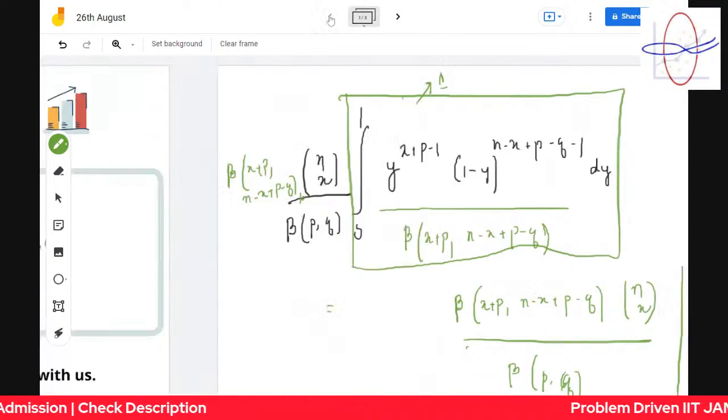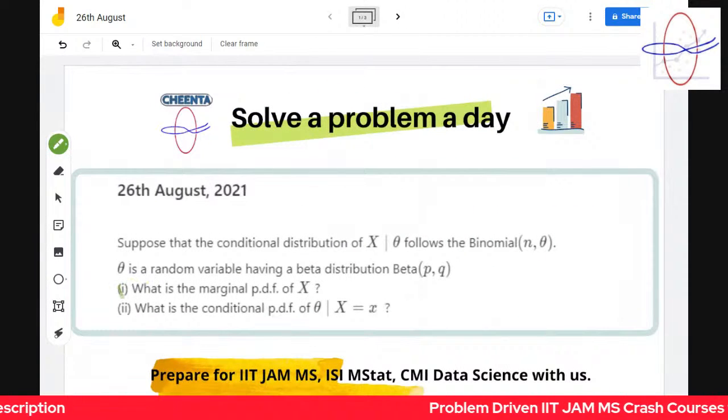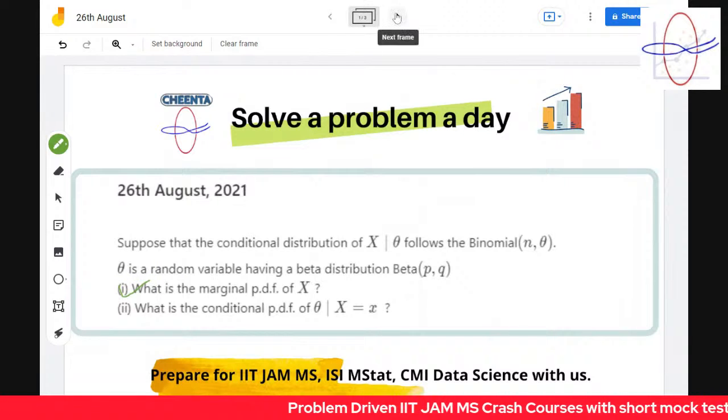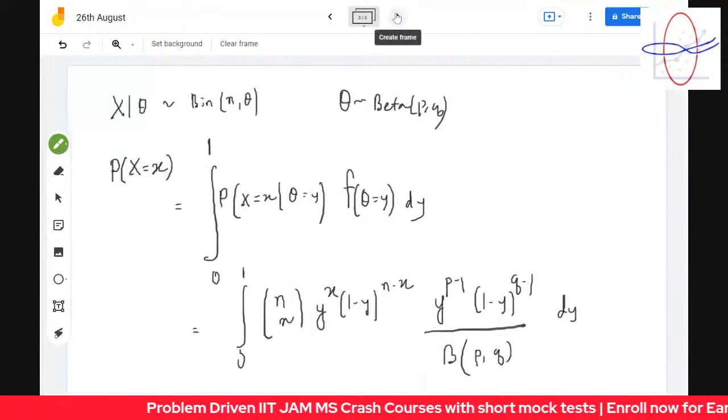So it's an application of conditional distribution. So this part is done. The marginal distribution of x. And let's do the theta given x is equal to x.